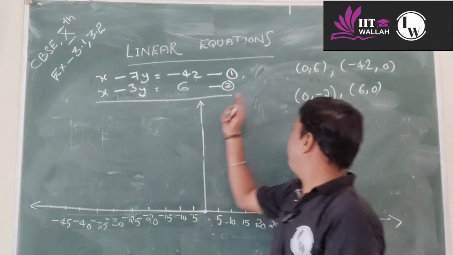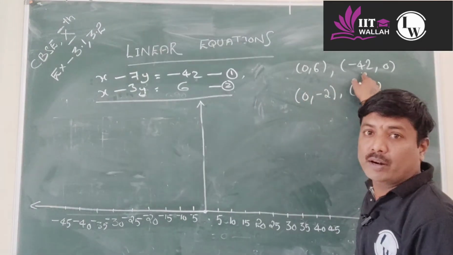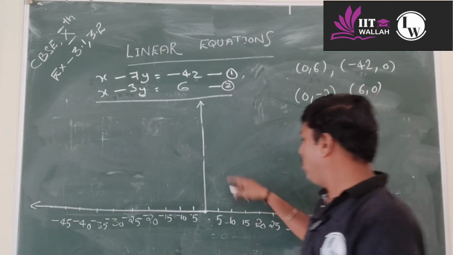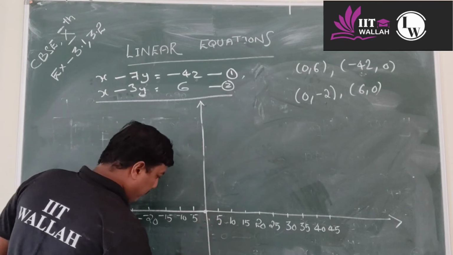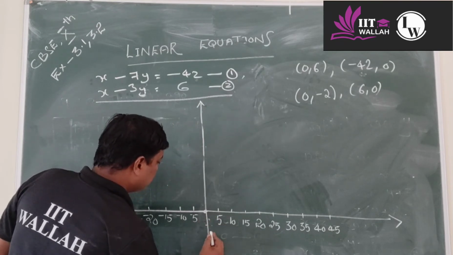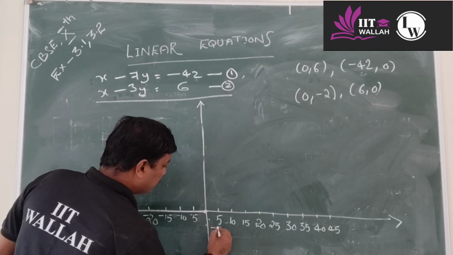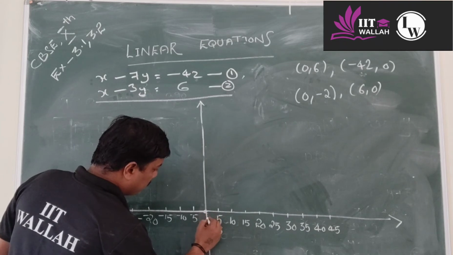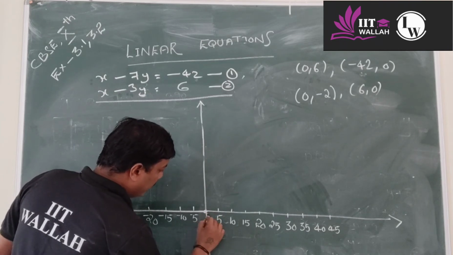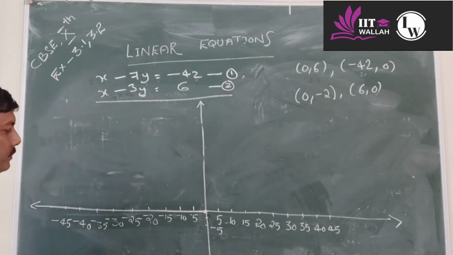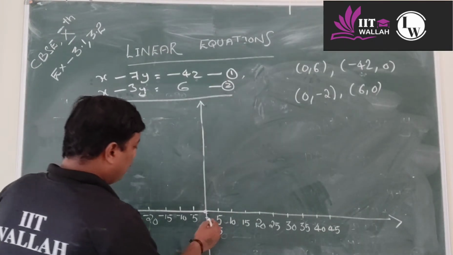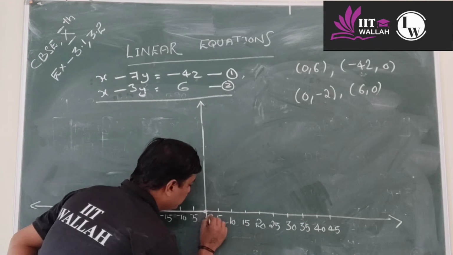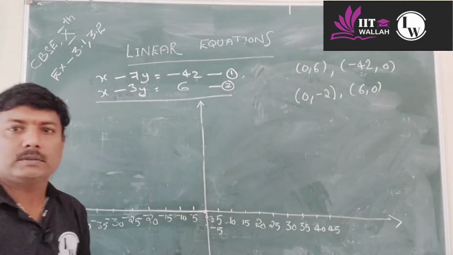Why? Because we have minus 42 here as x coordinate. So on the x axis I did this. And y coordinate we have only minus 2. So below you take minus 5. Okay, so minus 1, minus 2, minus 3, minus 4. So minus 2 will be here, suppose. Okay. Minus 2 will be here, almost. So this is minus 2. Got it?